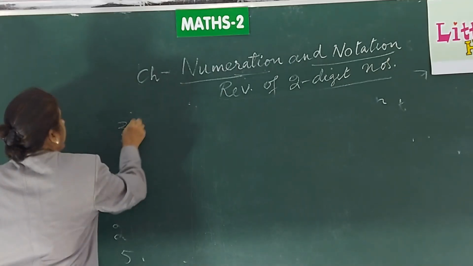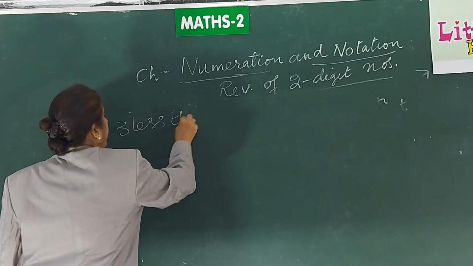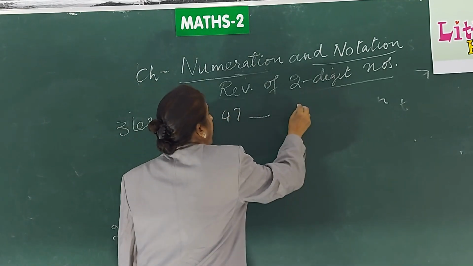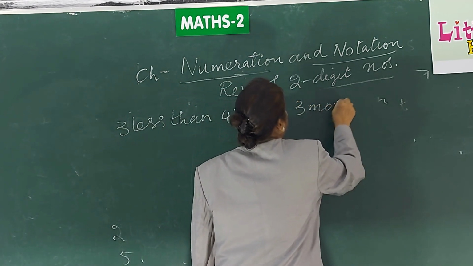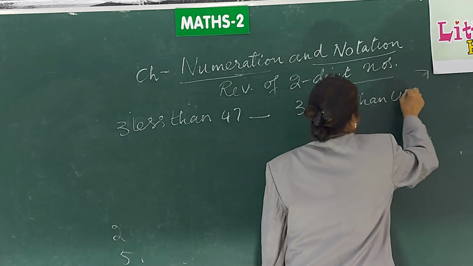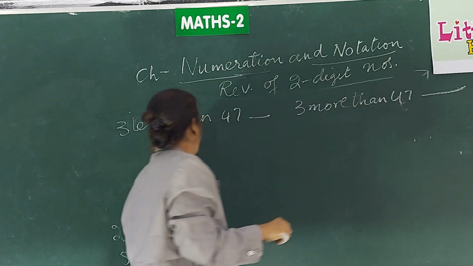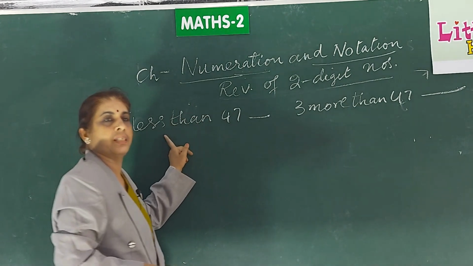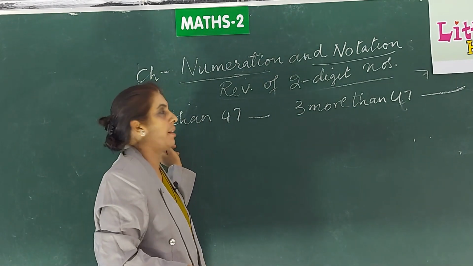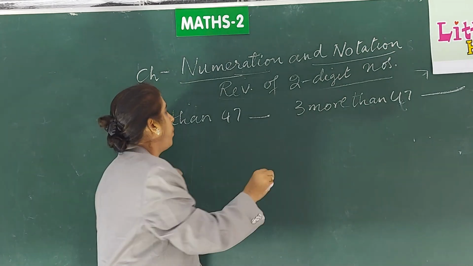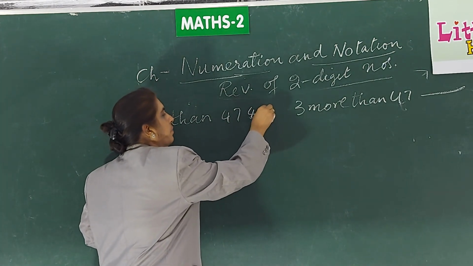Now, 3 less than 47 and 3 more than 47. So how will you do that? 3 less than 47. 3 steps backward: 47, 46, 45, 44. The answer is 44.